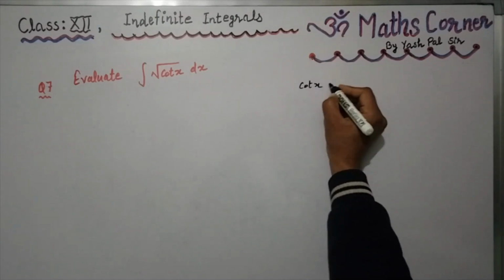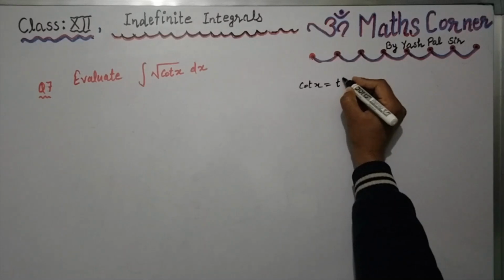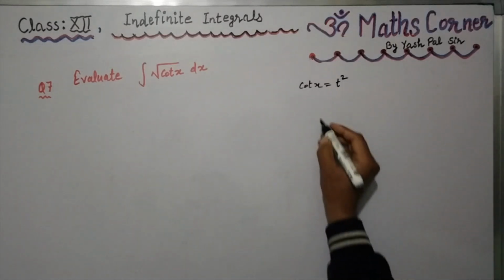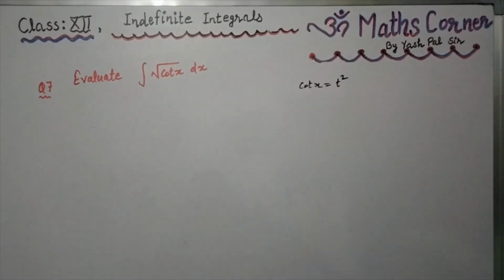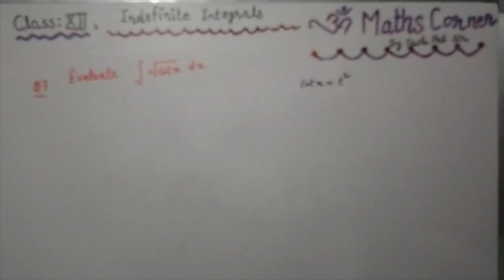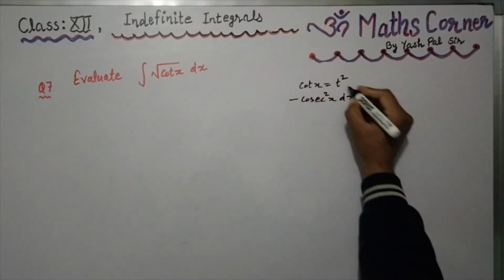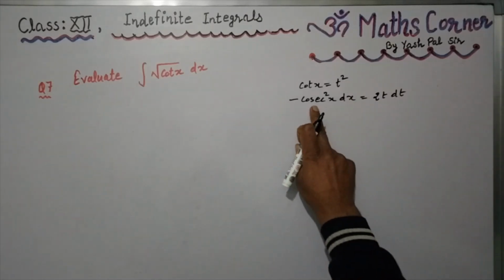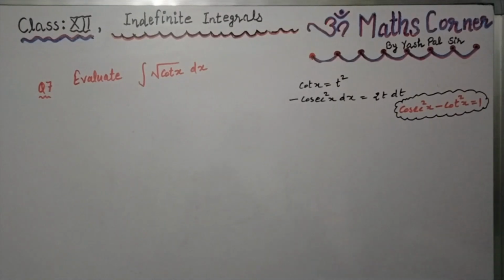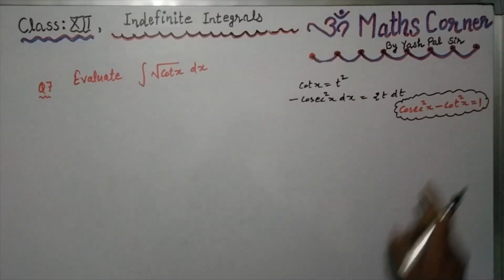Solving this question, there is one trick. What is that? Here in the whole question, we take cotangent x equal to t square, meaning we have taken square root of cot x equal to t. So what is the derivative of cotangent x? Minus cosecant square x into dx. The right hand side is 2t into dt.